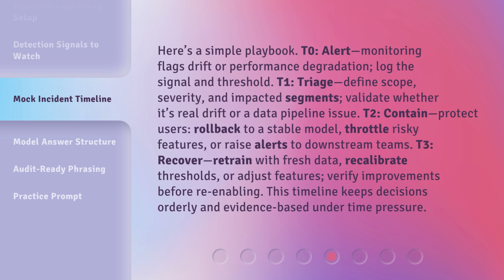T2. Contain. Protect users. Roll back to a stable model. Throttle risky features. Or raise alerts to downstream teams. T3. Recover. Retrain with fresh data. Recalibrate thresholds or adjust features. Verify improvements before re-enabling. This timeline keeps decisions orderly and evidence-based under time pressure.